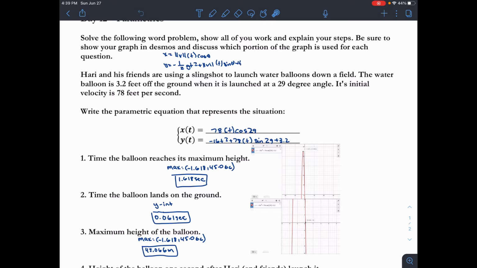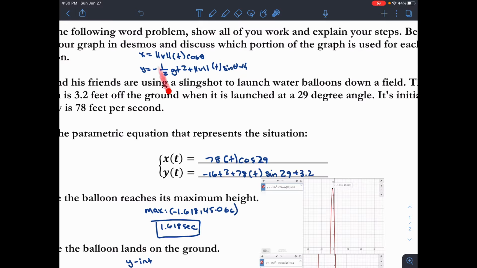So first we have to understand the equations used for the parametrics. When we were trying to find x, which is like the horizontal distance, and y, which is like the vertical, this is the equation. x equals the magnitude times t times cosine theta, and y equals half gt squared plus the magnitude times t sine theta plus h.